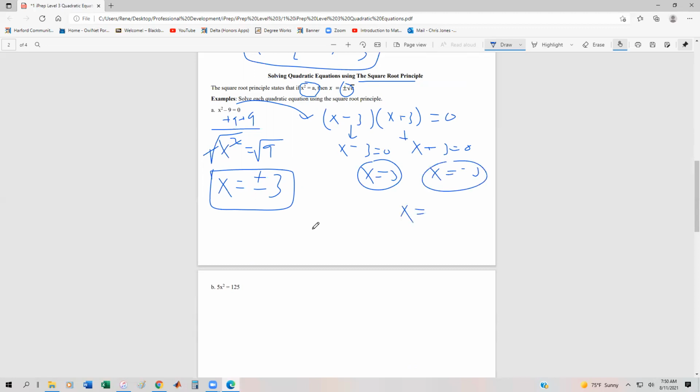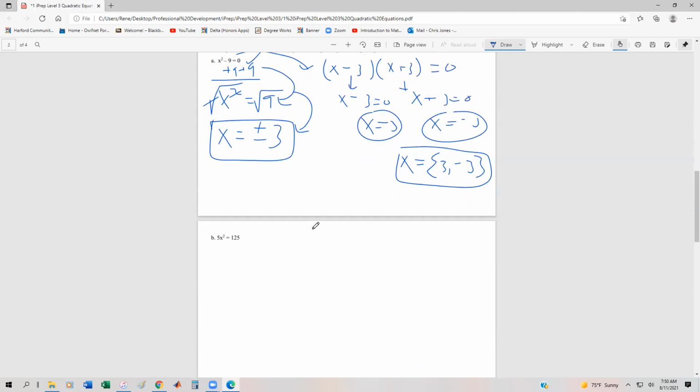And so our solution set would be 3, negative 3, by factoring, if we wanted to do it that way. But this is a lot quicker. So notice we literally use 2 or 3 steps. So the square root principle is very useful in those situations. Not saying it's always useful, but this is a pretty good one.